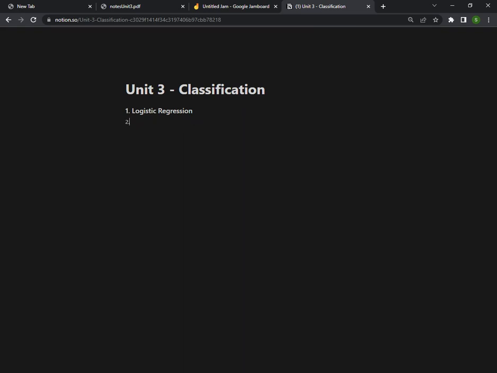Now we are going to see KNN, that is the K nearest neighbor algorithm. To understand this, we are going to simply understand the algorithm and then read the notes so we can have a better view of this algorithm. First, we are going to see what is KNN.